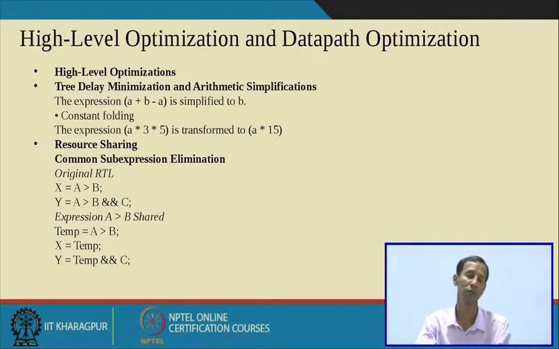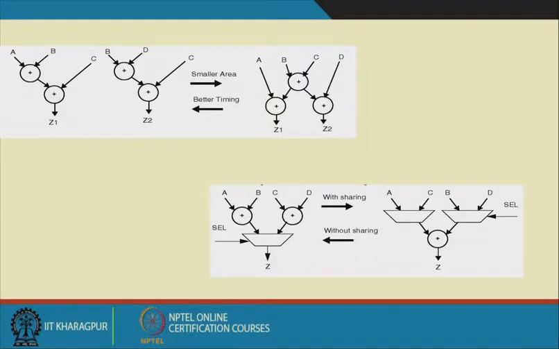So common sub-expression means suppose there are several expressions, and among them one of the expressions is common. So we will take that out and it will be reused in the following expressions for implementing those functions. Okay. So here take one example. The first thing is that Z1 is A plus B added with C, and Z2 is B and D added with C.